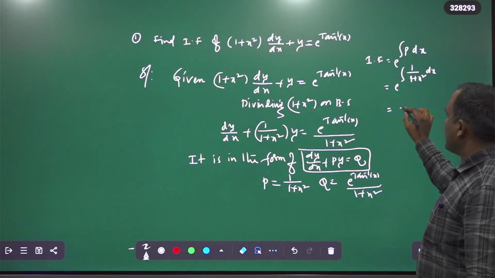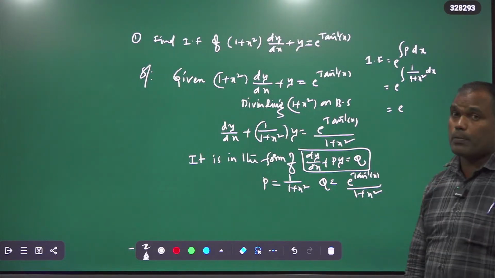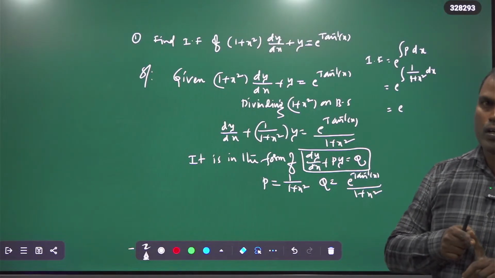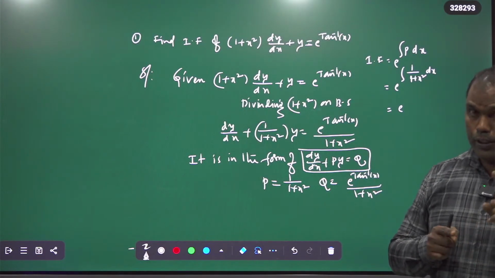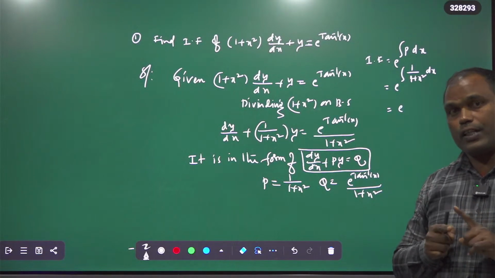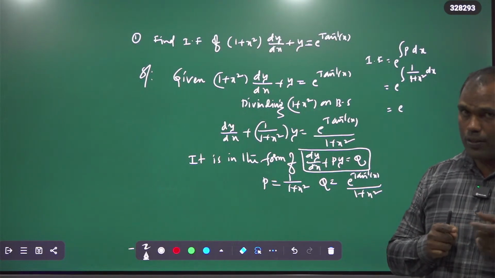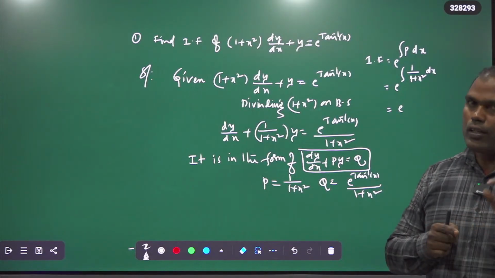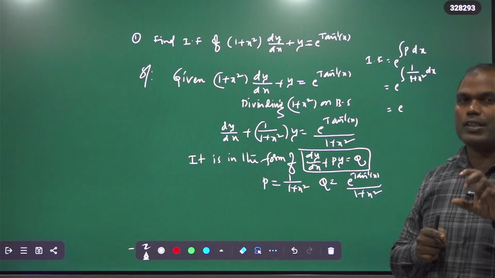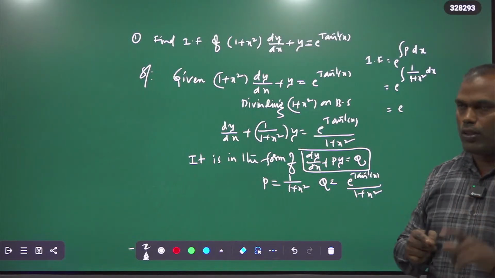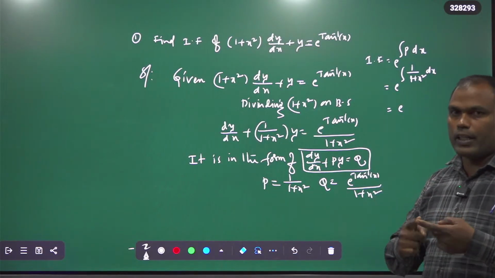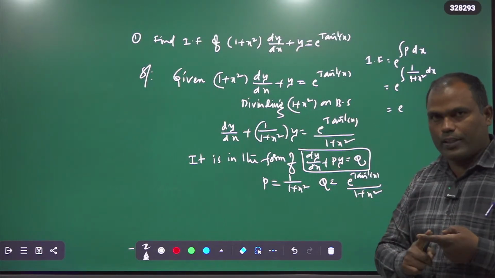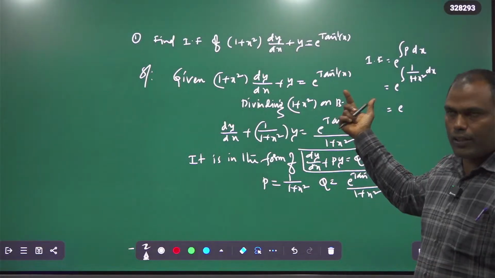Now that equals e to the power of the integral of 1 by 1 plus x square dx. Listen carefully. Even without formulas in integration or differentiation, you can do very easy integration, because integration is simply defined as the reverse process of differentiation. So if you know the differentiation formulas, you can do integration easily, and with both formulas you can do definite integration as well as differential equations.